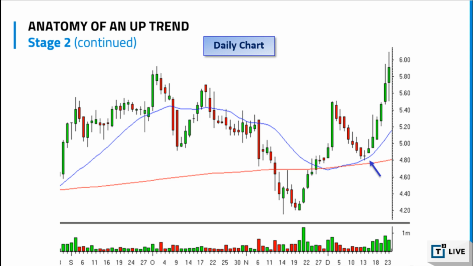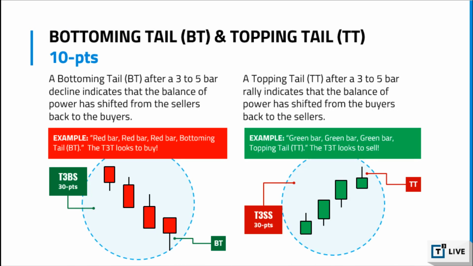All right? And we're not interested in bottoming tails if the stock is in a downtrend that doesn't have a pattern, because we wouldn't even be interested in playing it long. We're only interested if they happen on a buy setup, and topping tails if they form on sell setups. Does that make sense? So going back to the lesson here.